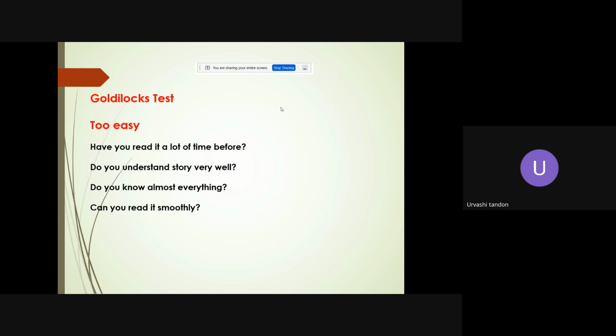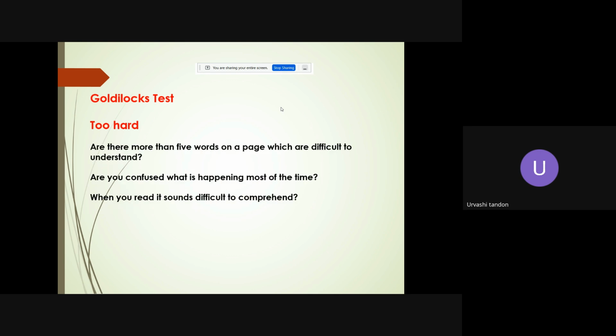you can read it smoothly, bit by bit, that means it is very easy, so don't go for this topic, right? Then at times you see that there are more than 5 words on a page which are difficult to understand. Are you confused about what is happening most of the time? You are not able to read between the lines. And when you read it, you find it very difficult. I'll give you the example of my own candidate.